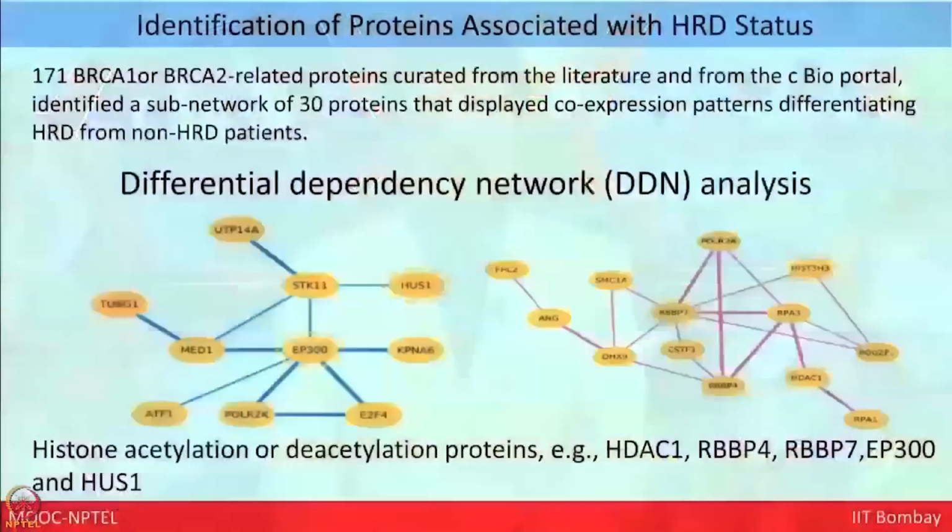So, further they tried to do a DDN analysis. DDN analysis is differential dependency network analysis, where the proteins are curated from the literature and from cBioPortal. cBioPortal helps you to get the data out from the TCGA, and they identified a subnetwork of 30 proteins that displayed a co-expression pattern differentiating HRD from non-HRD patients.